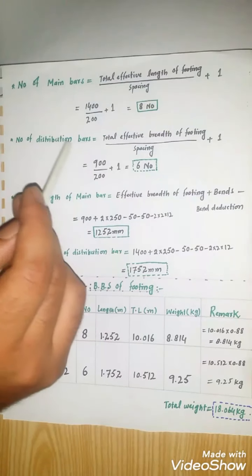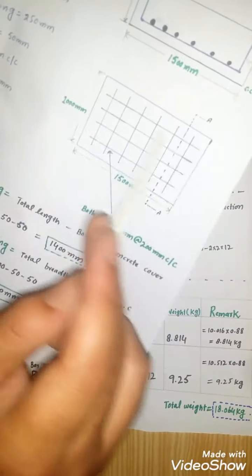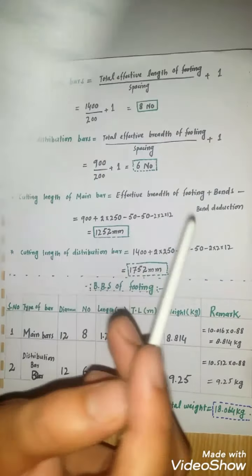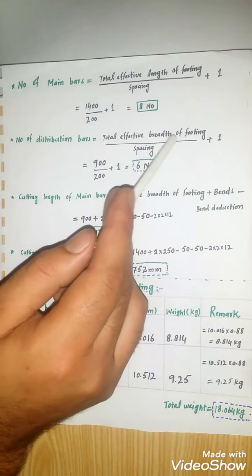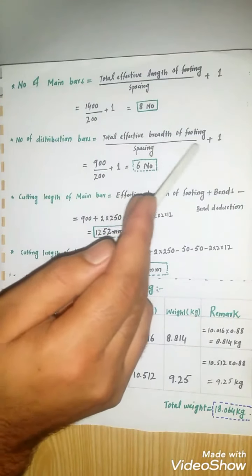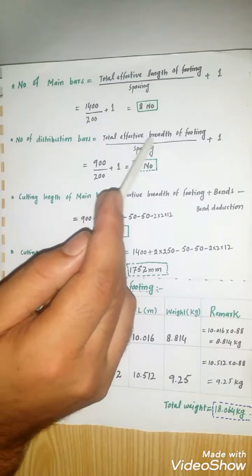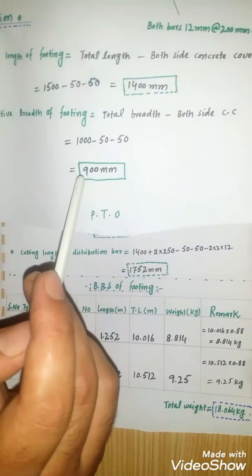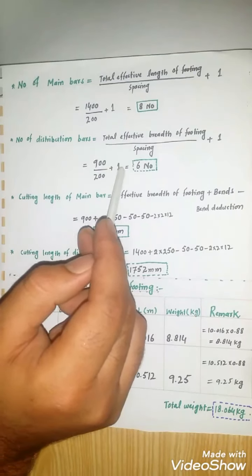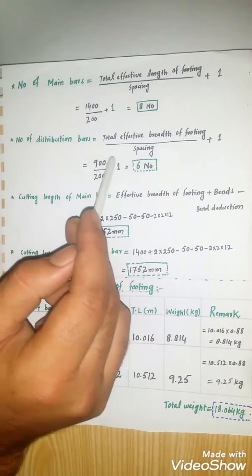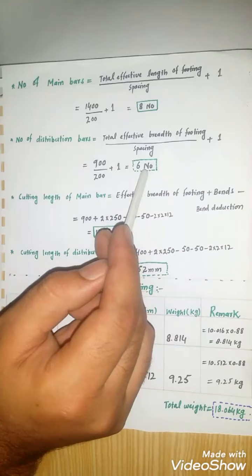Now find the number of distribution bars. This is the distribution bar in this direction. Same formula used: total effective breadth of footing divided by spacing plus 1. Total effective breadth of footing is 900 mm and this is the spacing for distribution bar, plus 1. The number of distribution bars is equal to 6.